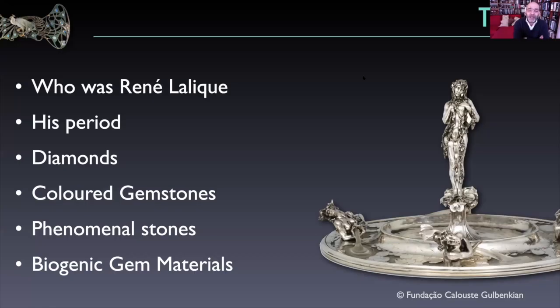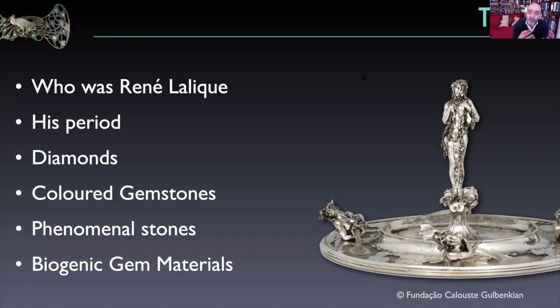So today, I will introduce you a little bit to Lalique, not much, just to give you a context, and also the context of his period, because when he was manufacturing jewelry, other artists and brands were also doing jewelry, and he stood out for some reason, but his ecosystem was different from the other manufacturers. And also we will discuss the gem materials that he used and maybe speculate on why.